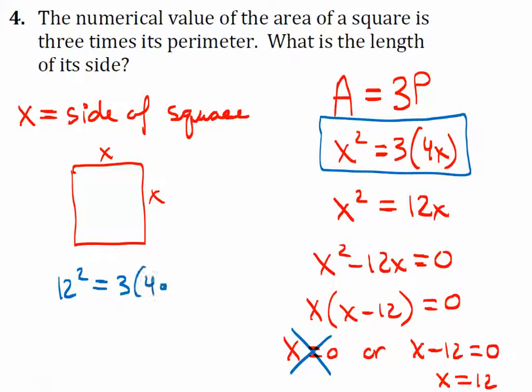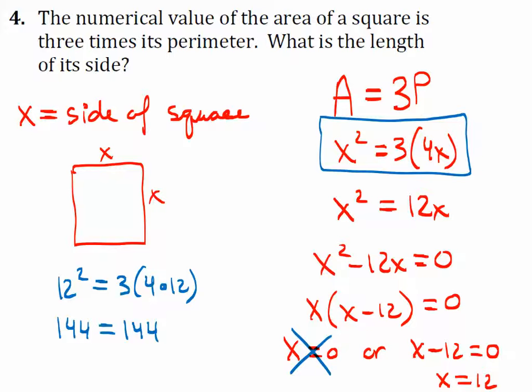Just kind of verifying just to make sure if this makes sense. Does that make sense? The square, there's my side, is 12. If I square it gives me 144. On this side here, 4 times 12 is 48. 48 times 3 is 144. So we've met the condition. The condition would be that x has to be equal to 12.